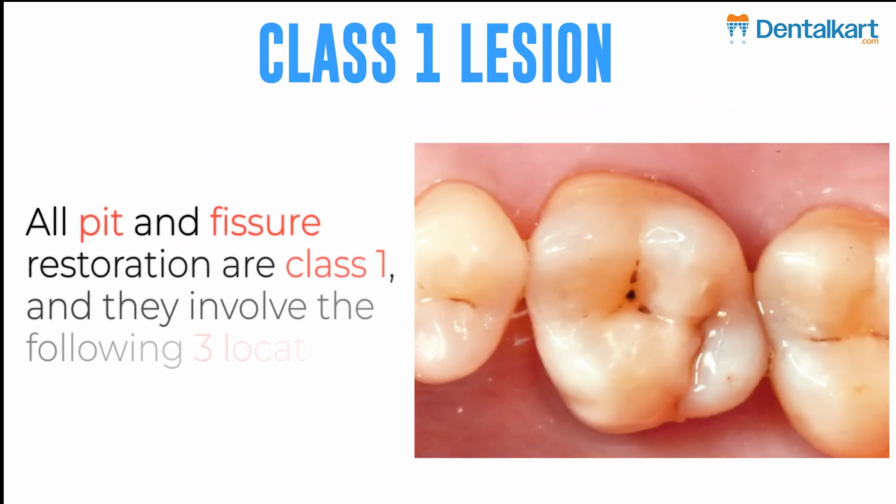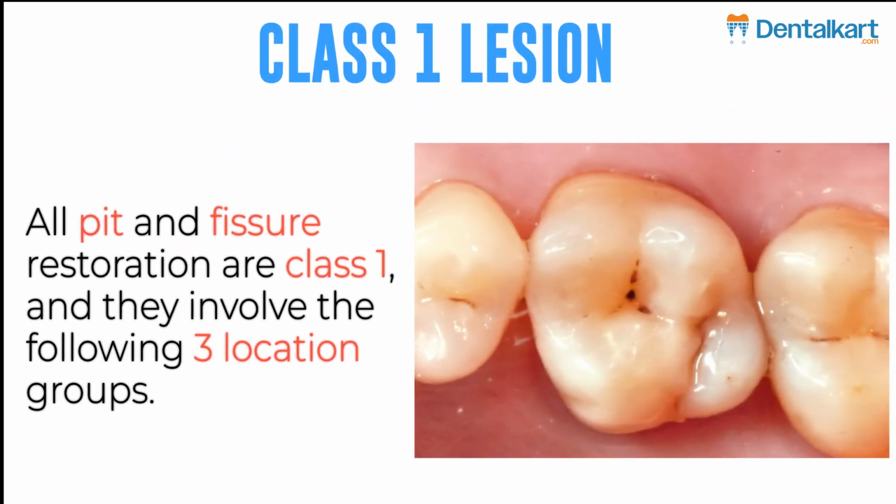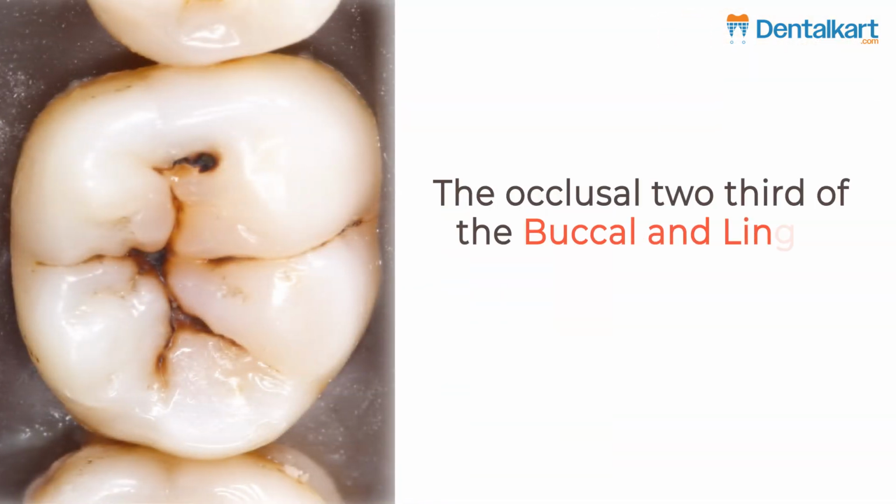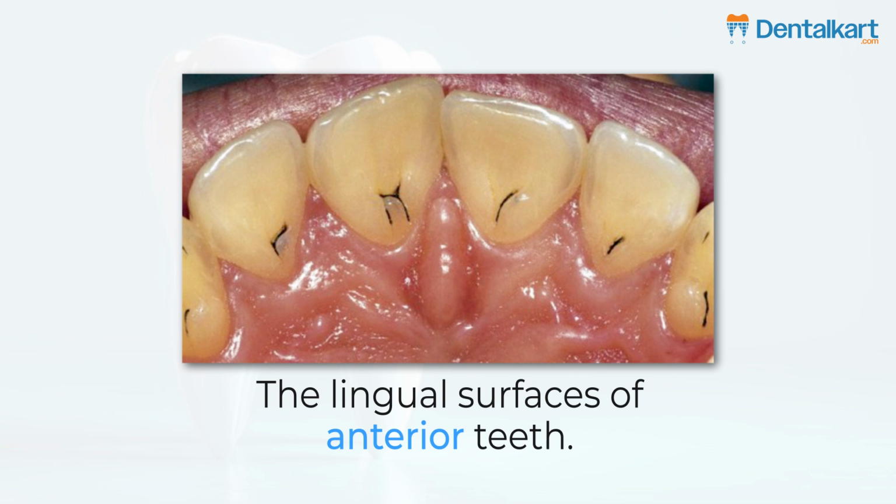All pit and fissure restorations are class 1, and they involve the following 3 location groups: the occlusal surfaces of the molars and premolars, the occlusal 2/3 of the buccal and lingual surfaces of molars, and the lingual surfaces of anterior teeth.